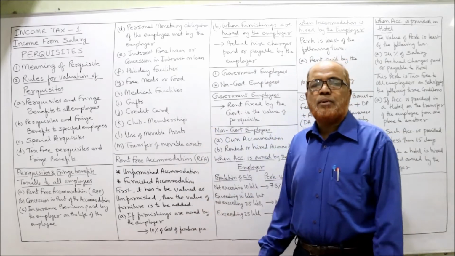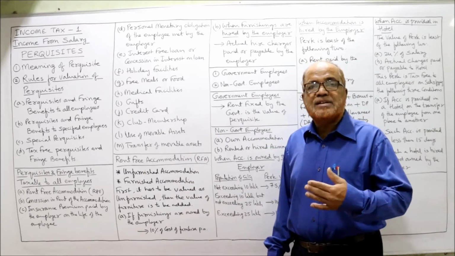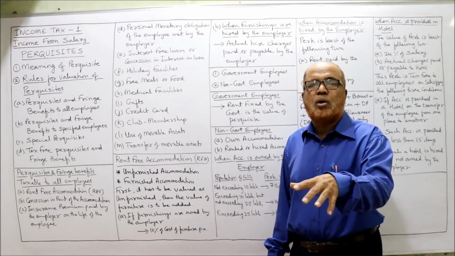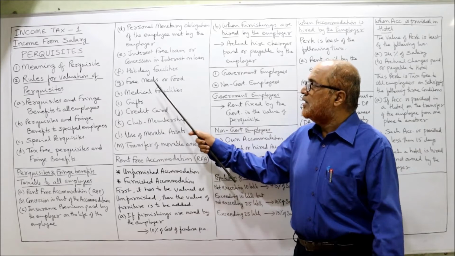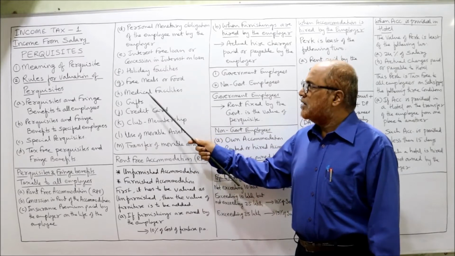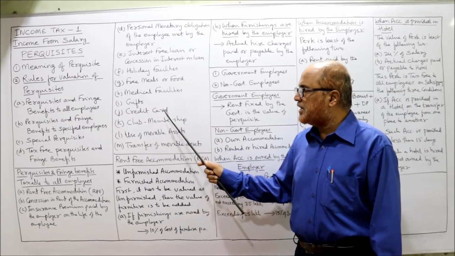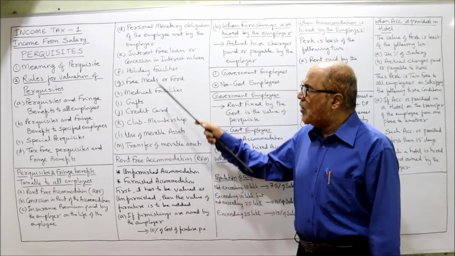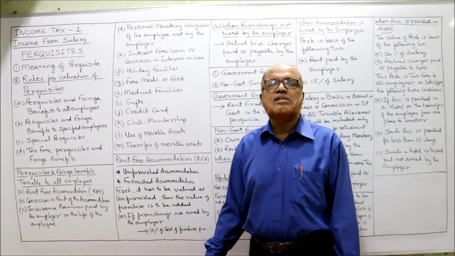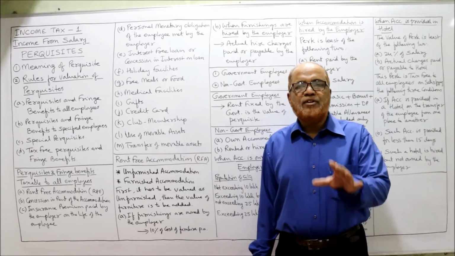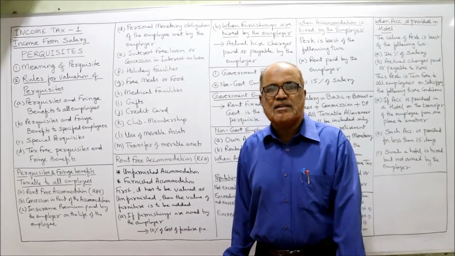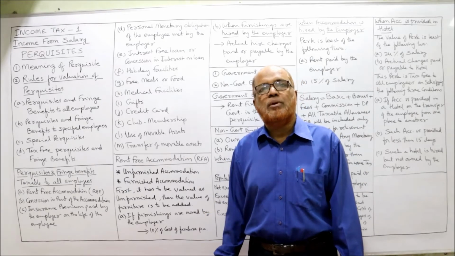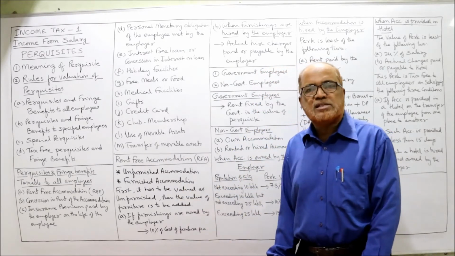Holiday facilities. Some employers will provide some holiday facilities to the employee. That means the employee is availing the holiday facility. That is taxable. Free meals or food. Then medical facilities, gifts, credit cards, club membership fee, use of movable assets, transfer of movable assets. All these items we are going to discuss in detail. If you know the provisions of these items, then definitely you won't find any difficulty while doing the problems. Now one by one I am going to explain.